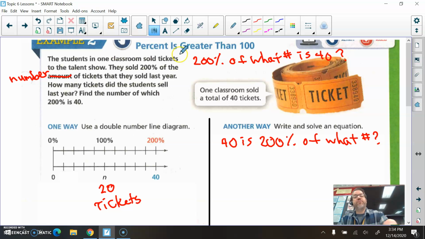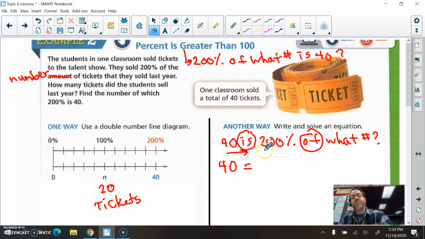Some people would prefer to write it this way or think of it this way, because watch what happens when I take this one here and write my equation. Is and of are my key words here. Is means equals, of means times. 40 is 40 equals.